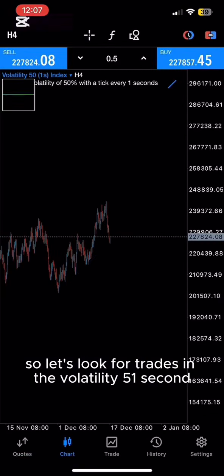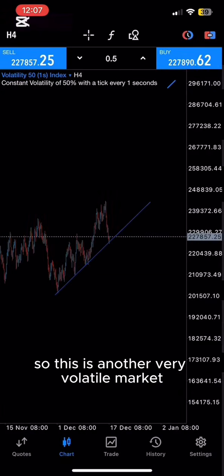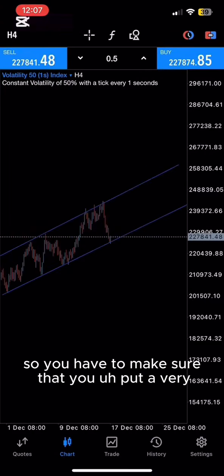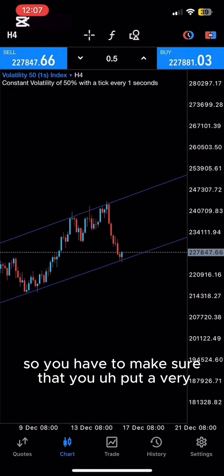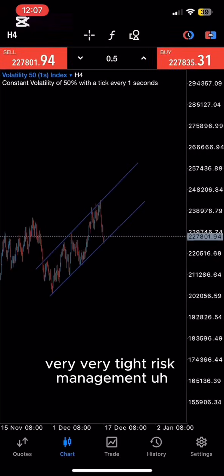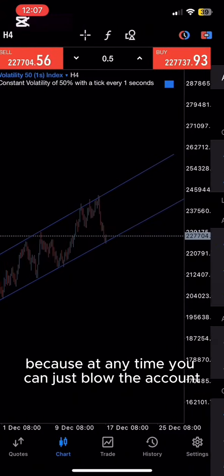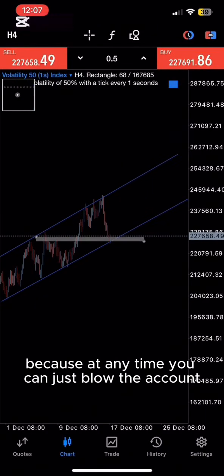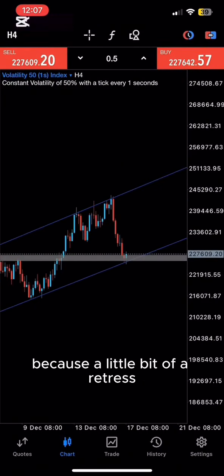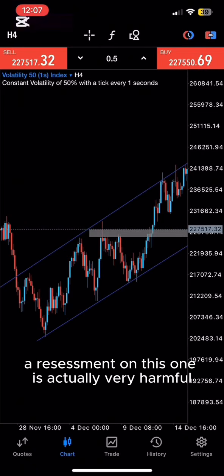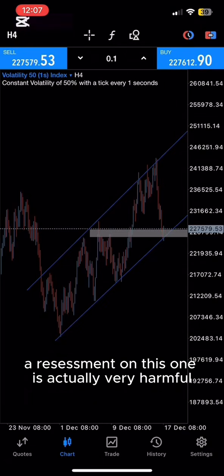So let's look for trades in the volatility 51 second. So this is another very volatile market, so you have to make sure that you put a very tight risk management strategy, because at any time you can just blow the account even if you're correct, because a little bit of a retracement on this one is actually very harmful.